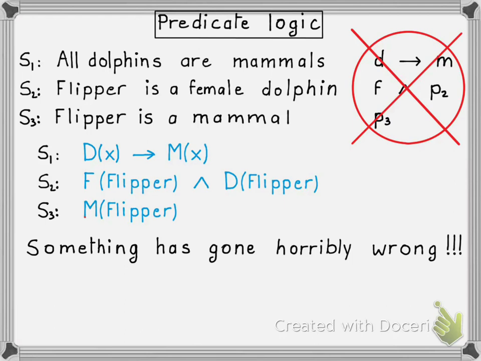So for those of you who haven't screamed yet, please pause the video and figure out why this translation of S1, S2, and S3 cannot possibly be correct. So what is really wrong here is that this logical expression, d of x implies m of x, is not a proposition. So it cannot be a valid translation of S1.